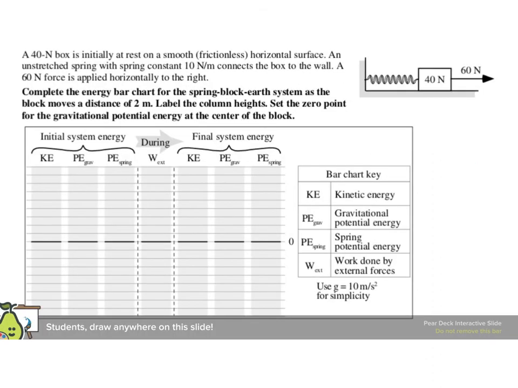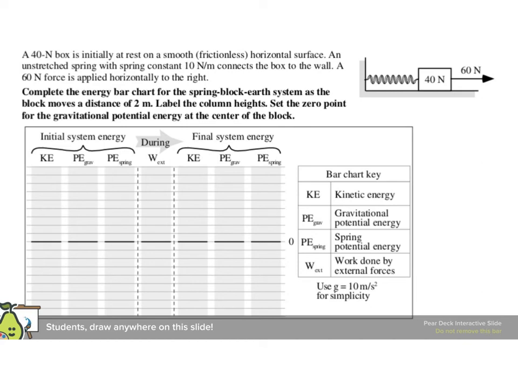New problem. A 40 Newton box is initially at rest on a smooth and frictionless horizontal surface. An unstretched spring with spring constant 10 newtons per meter connects the box to the wall. A 60 Newton force is applied horizontally towards the right. Complete the energy bar chart for the spring block earth system as the block moves a distance of 2 meters. Label the column heights. Set the 0 point for the gravitational potential energy at the center of the block.